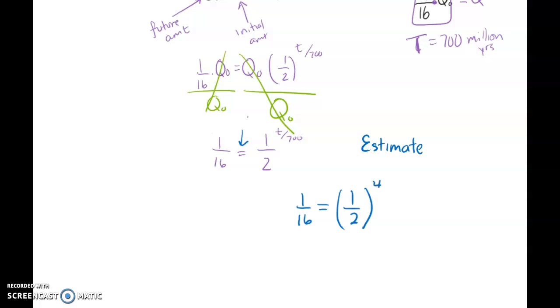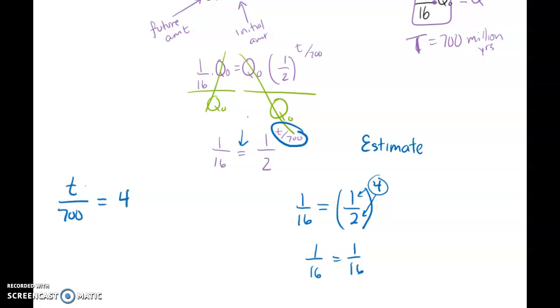Well, that power that I'd have to raise it to is 4, because that 4 will apply to the denominator, and then I would have 1/16 is equal to 1/16. 1 to the 4th is 1, and 2 to the 4th is 16. So this exponent here, this portion here, t over 700, would have to equal 4.